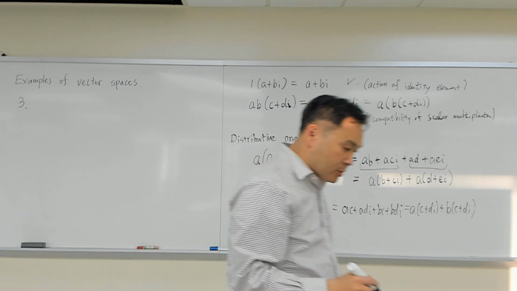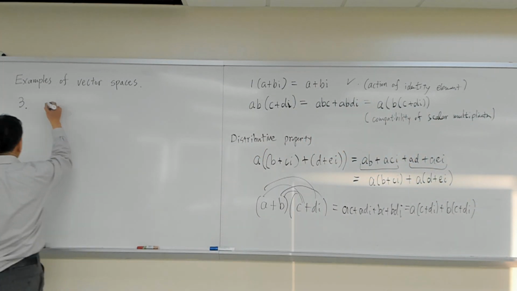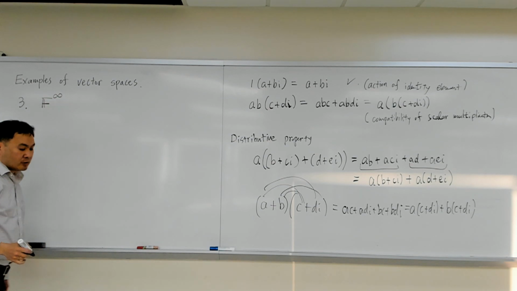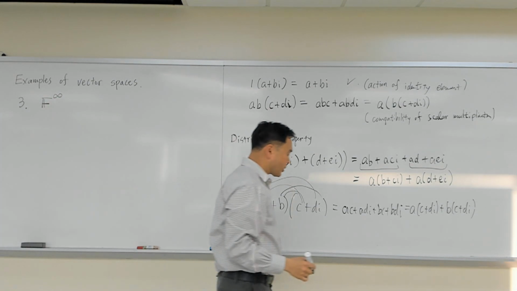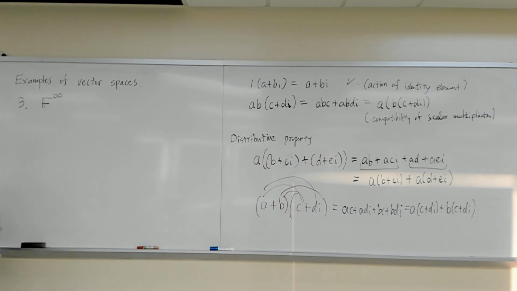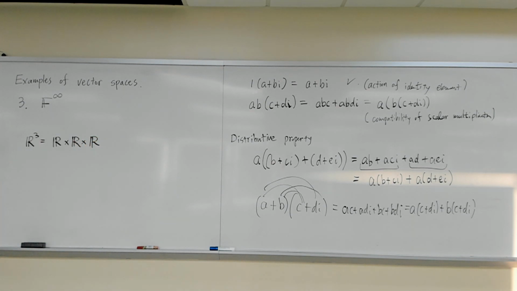What's another example? Okay, so let's think about F infinity. What does this mean? Oh, what does R3 mean? R3 means R product with itself 3 times.